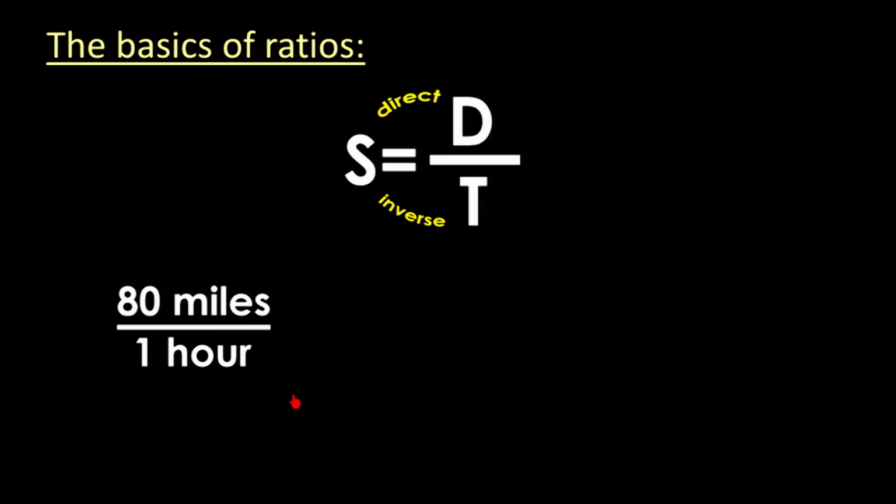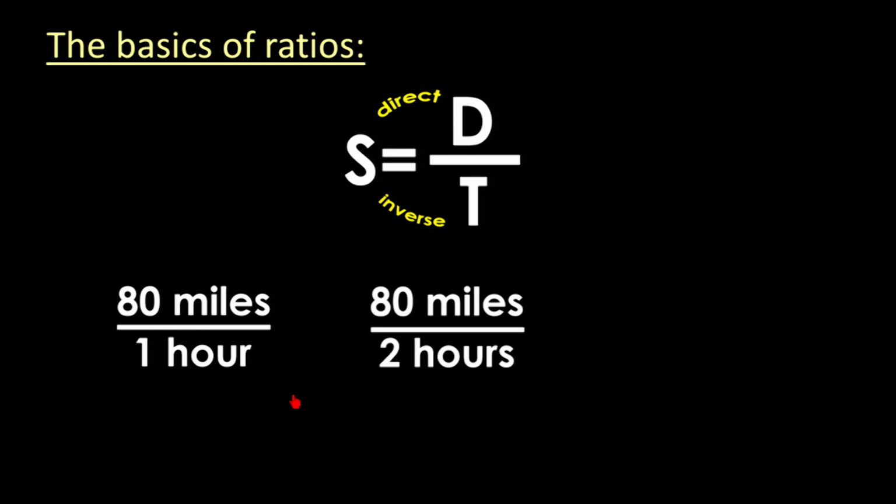Now, what if we change either the top or the bottom? Let's say we go 80 miles in 2 hours. Now, you'll notice that the d hasn't changed. It's still 80 miles, but you'll notice we've made the bottom bigger. So if we make the bottom bigger, remember, the s will do the opposite. If the bottom is bigger, then the s becomes smaller. So 80 miles in 2 hours is going to be a lower speed, a smaller s.